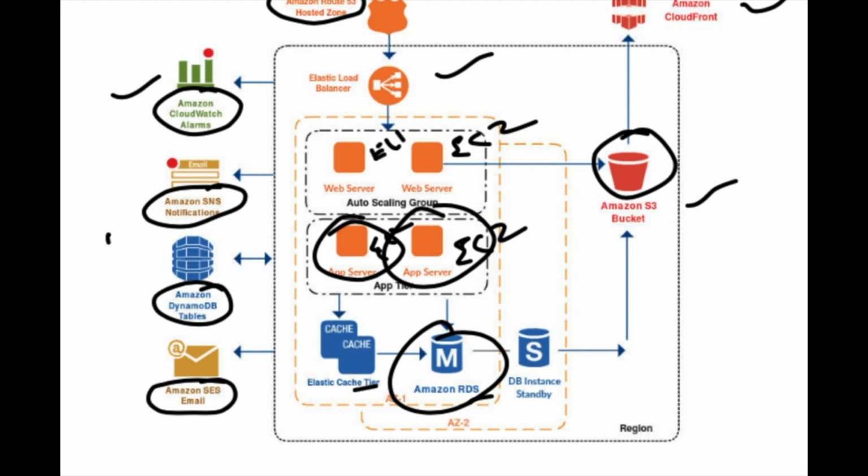Then we have the SNS notification service. This is also configured in case we want publisher and subscriber based messaging. In that case, we are using SNS, and then we have DynamoDB for storage purposes. So here in this architecture, we have two storage options. One is DynamoDB, which is NoSQL, and the other is RDS, which is SQL based.